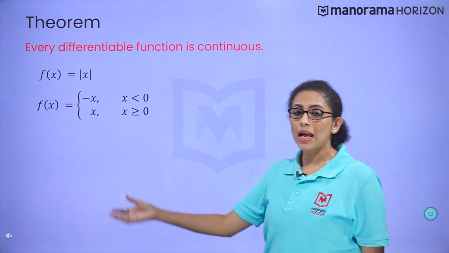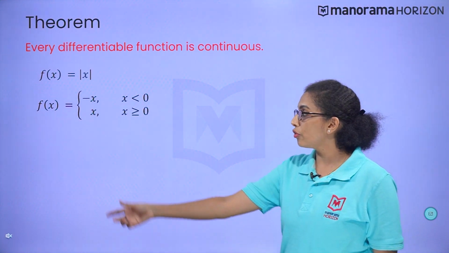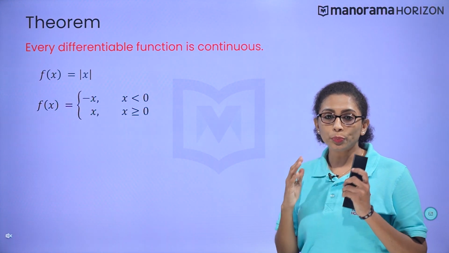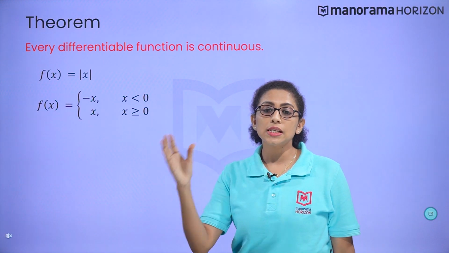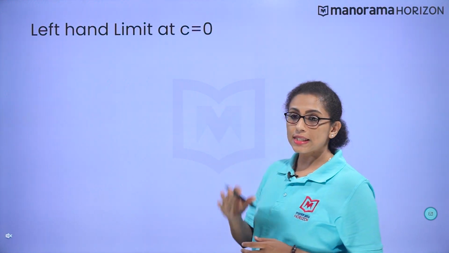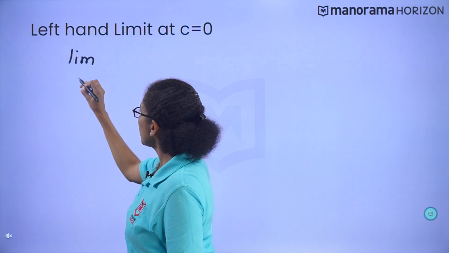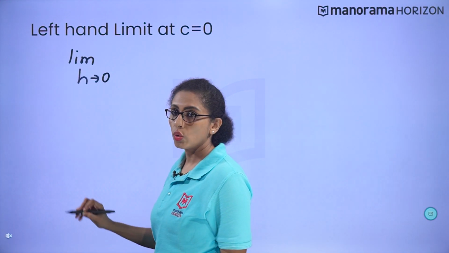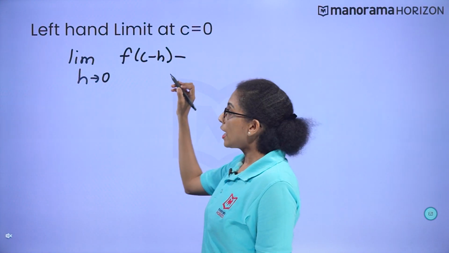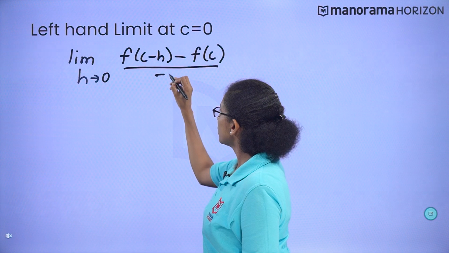Now we know f of x can be defined as f of x is equal to minus x for x less than 0, and f of x is equal to x for all x greater than or equal to 0. We are going to prove that the left hand limit is not equal to the right hand limit. So the left hand limit at the point c is equal to 0 is given by limit h tends to 0 of f of c minus h minus f of c, the whole divided by minus h.